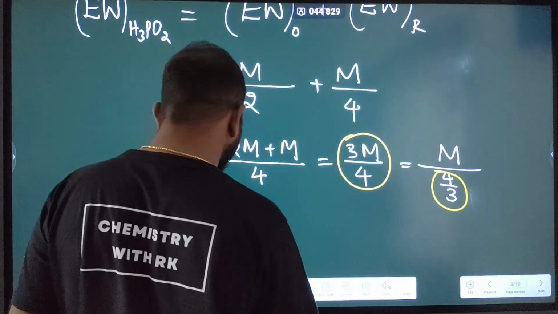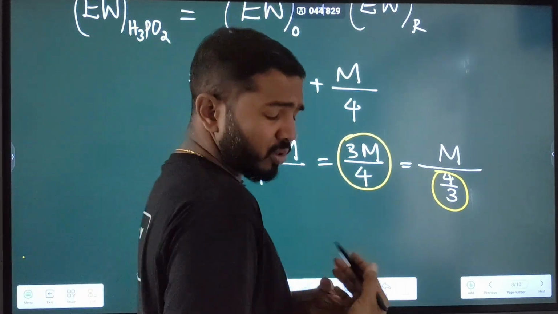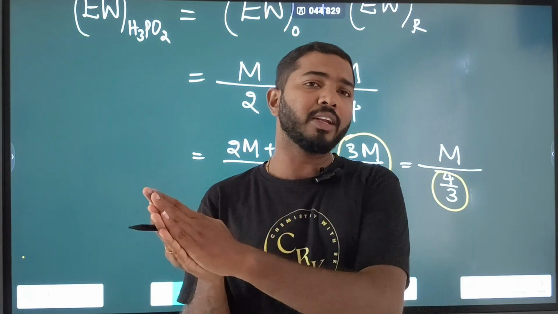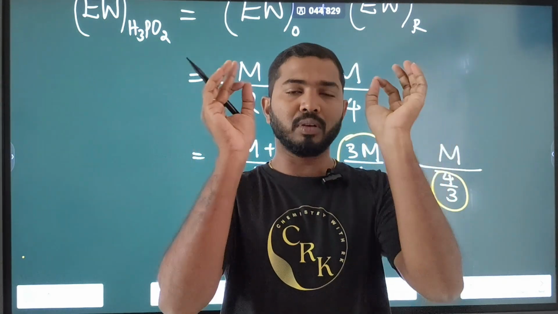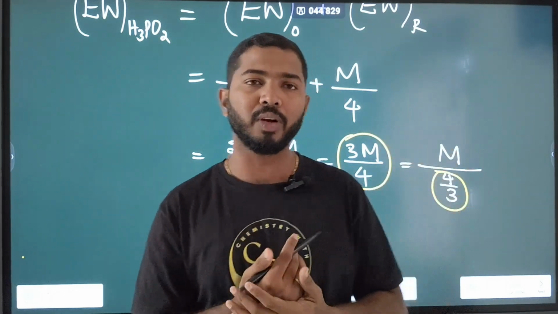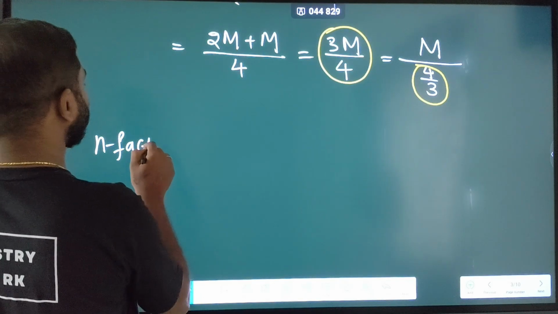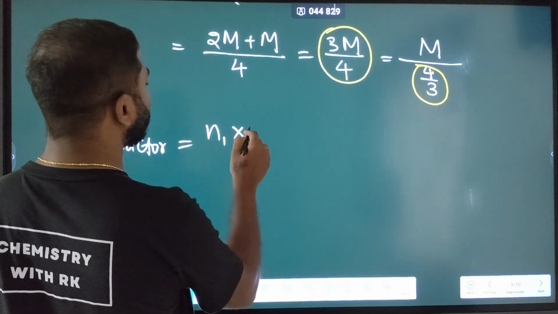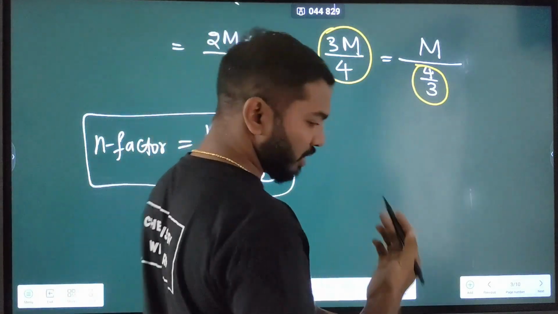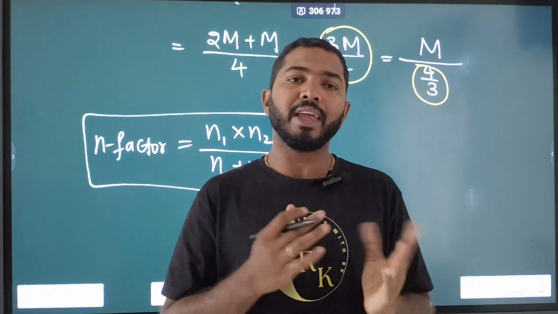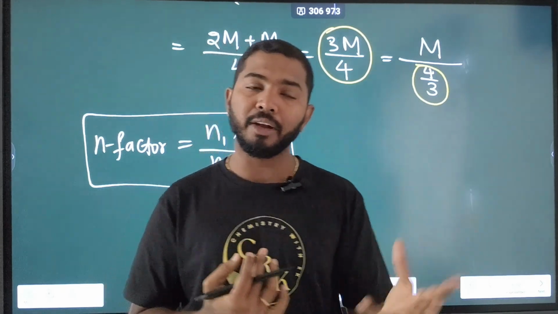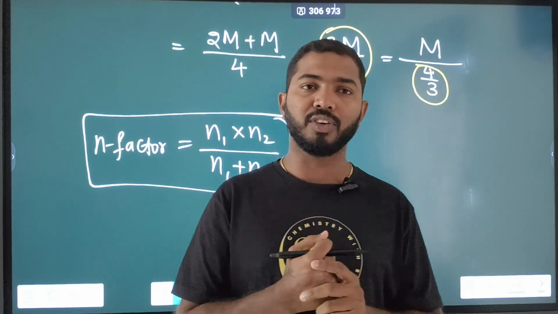Okay, and then there is another way also, as different books give differently, to calculate the n factor. Anyway, to calculate the n factor, you have to obviously define the number of electrons involved in the oxidation reaction and also the reduction reaction. There is a formula, that is n1 into n2 by n1 plus n2. So what are n1 and n2 in this particular equation? n1 could be the number of electrons lost in the oxidation reaction, and then n2 could be the number of electrons gained in the reduction reaction.